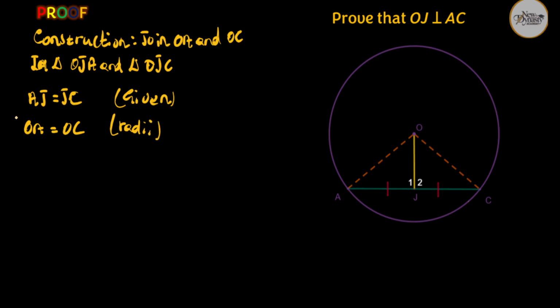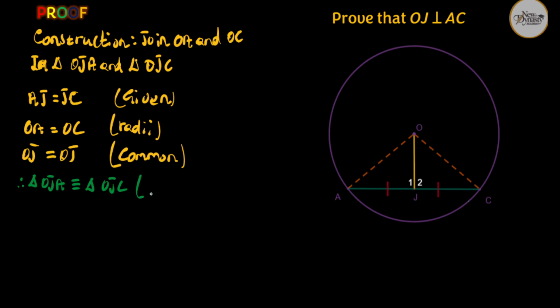And again, OJ, which is the yellow side, is common on both triangles. I want to write it this way this time, that OJ equals OJ, and give the reason that it is common. It is the same as saying that OJ is common. Now, because we've proven three things about these two triangles, we can conclude that these two triangles are congruent. So we're going to say triangle OJA is congruent to triangle OJC.